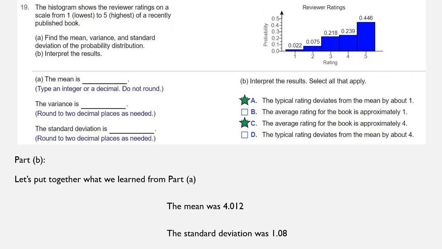The average rating for the book is approximately 4. That's correct. 4.012 is approximately 4. The standard deviation was 1.08, so the typical rating deviates from the mean by about 1. 1.08 is approximately equal to 1. So A and C are our correct answers here. And those are your answers.